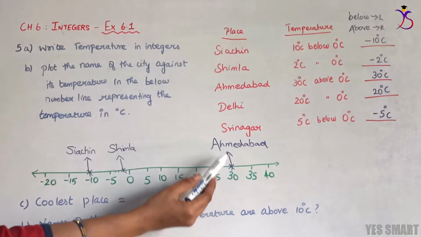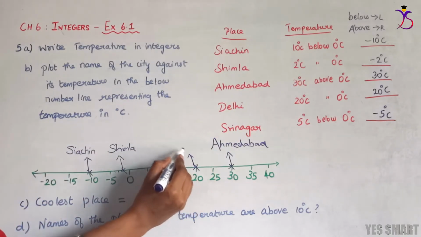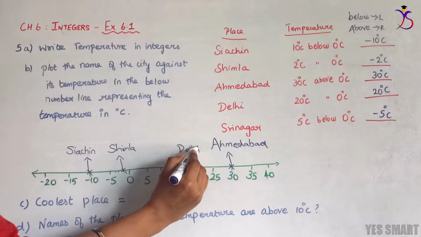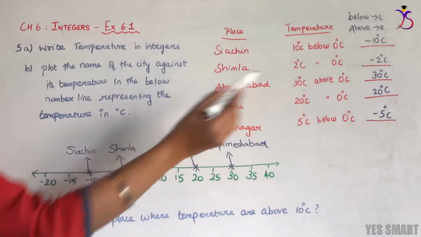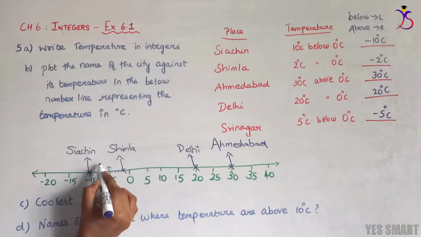And next is Delhi, 20 degrees Celsius. I'm just plotting 20 and marking it as Delhi. The last one is Srinagar, which is minus 5 degrees Celsius. I'm just plotting minus 5 and marking it as Srinagar.